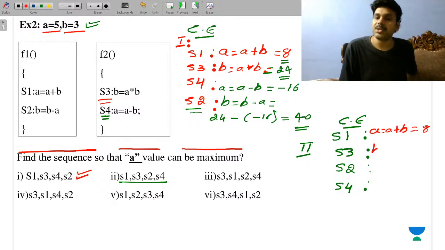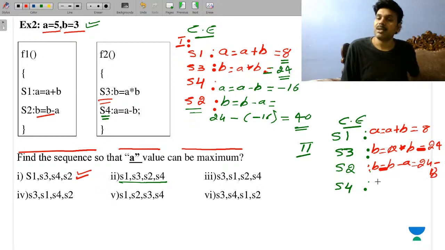S3 comes into the picture. B is equal to A star B, that is 24, as we wrote. And S2 is implemented. What is S2? B is equal to B minus A. Please observe, friends. Here the B value is 24 and the very latest A value is 8. So B is equal to 16 in this case.